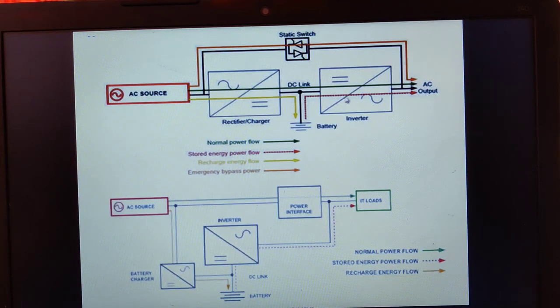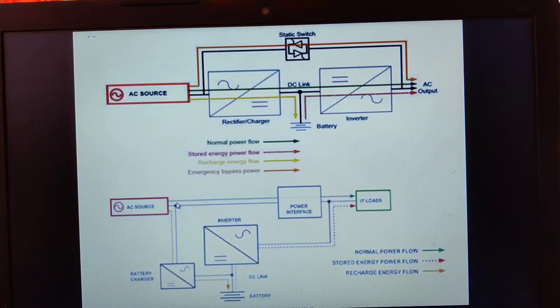Think that the current goes off. Once the current goes off, obviously there will be no power supply from the electrical socket, isn't it? In that case, what happens? The stored energy, the stored power in the battery, will start giving its power supply to the computer system. This is exactly how the online UPS works. What about offline UPS?